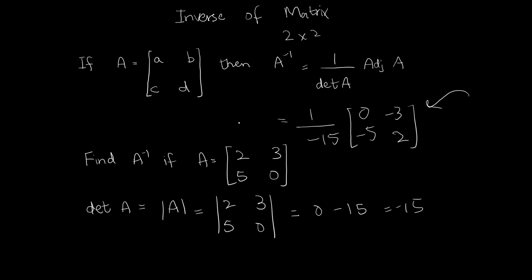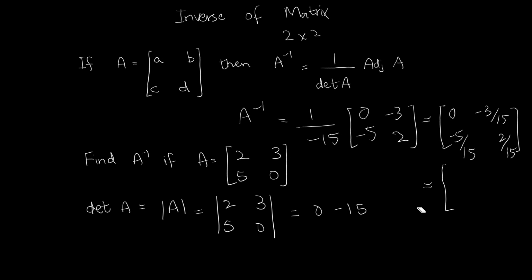Hence, this is the answer for A inverse. You can further multiply 1 over 15 inside the matrix to make it 0, -3 over 15, like that. And you can even simplify it further, so -1 over 5, like that. This is how you calculate the inverse of a matrix for a 2 by 2 matrix.